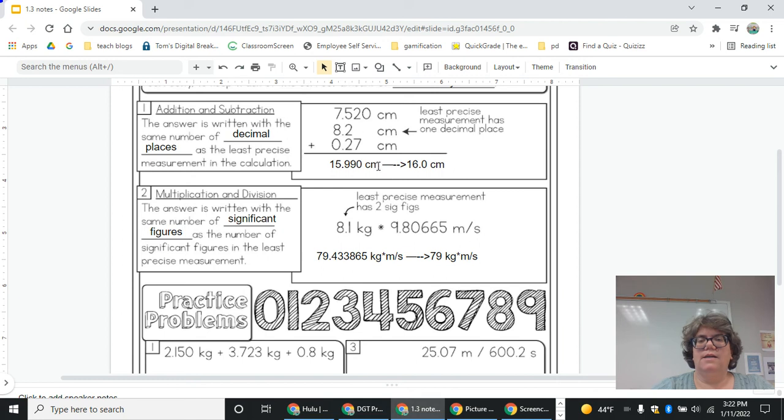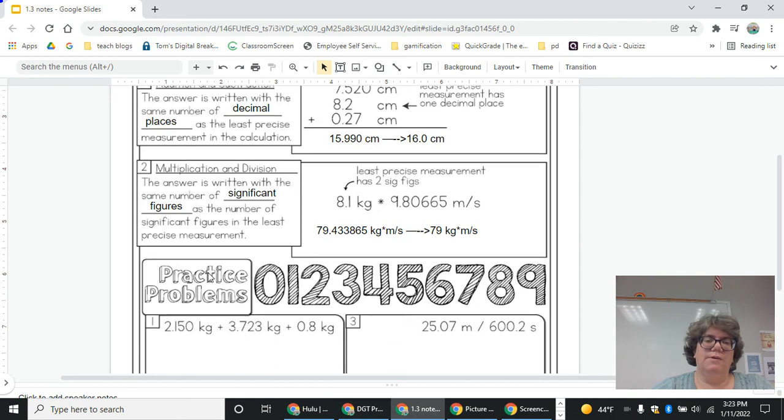And the next thing we need to do is round that to one number past the decimal. This 8.2 has one number past the decimal. Sorry about that, y'all. So our answer needs to have one number past the decimal. So to round this, we get 16.0, one number past the decimal. Adding and subtracting. Multiplying and dividing is a little bit different.